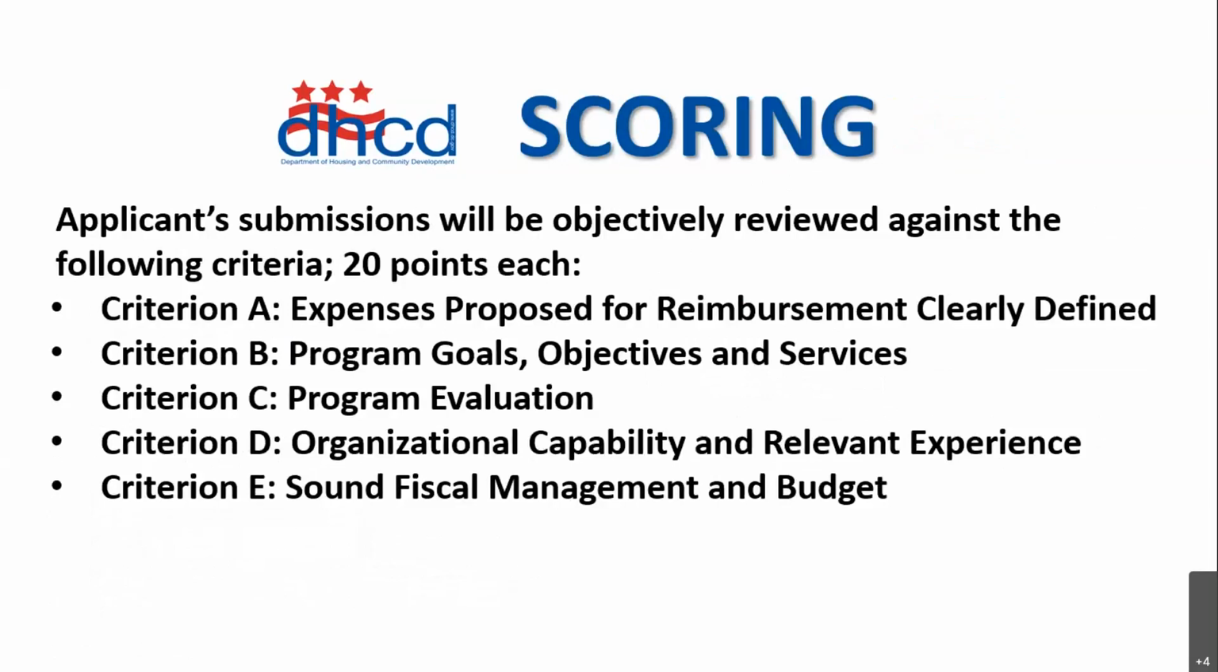Scoring criteria. Each application will be scored on the following criteria. Each will receive up to 20 points. First, expenses proposed for the reimbursement, program goals and objectives and services, program evaluation, organizational capacity and relevant experience, and finally, financial management and budget. Again, each category will receive a maximum of 20 points, for a total of 100 points.